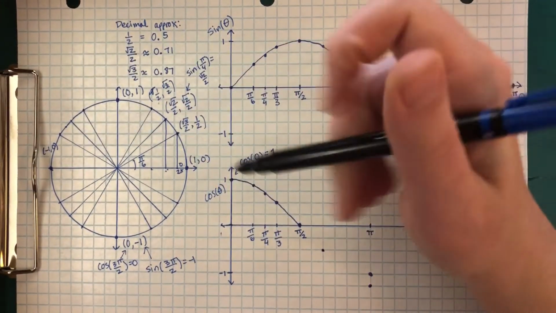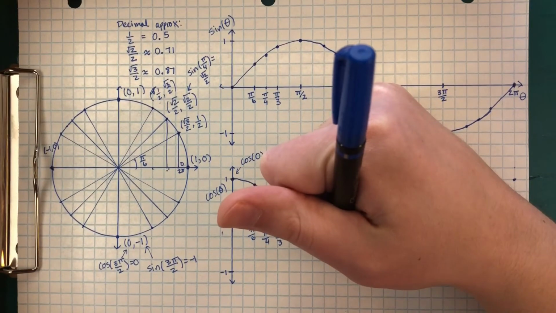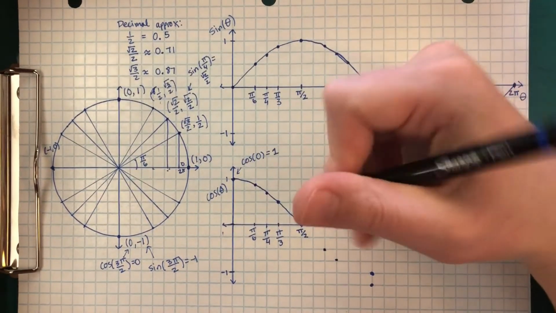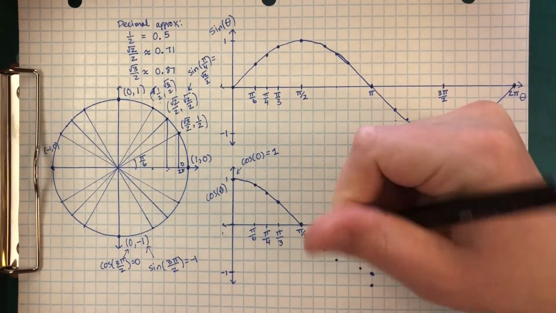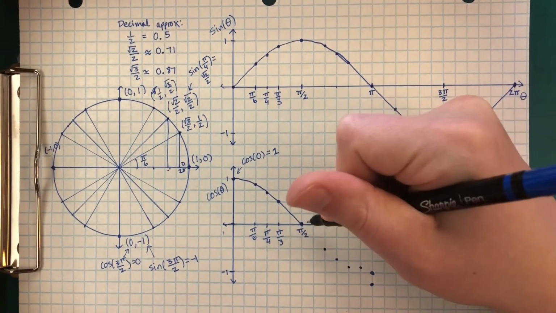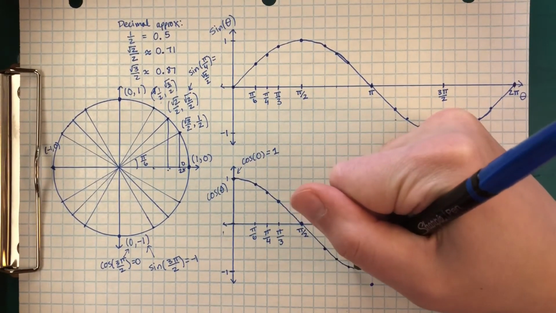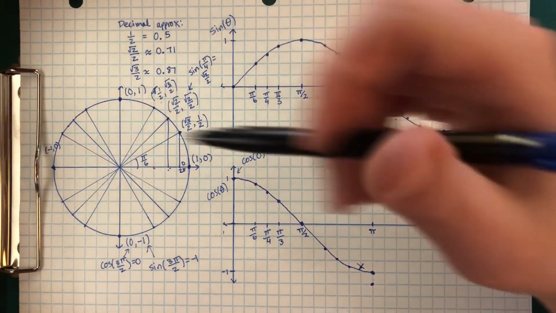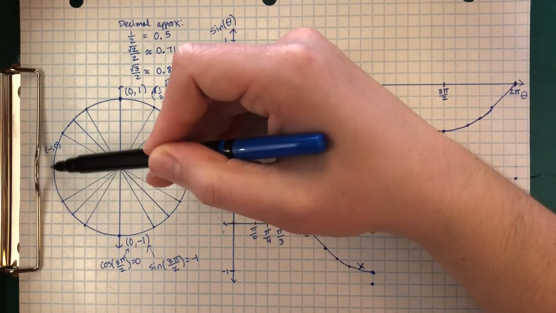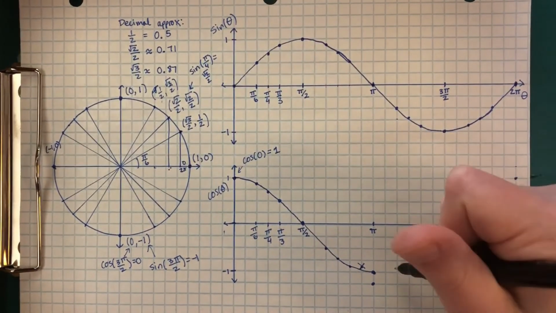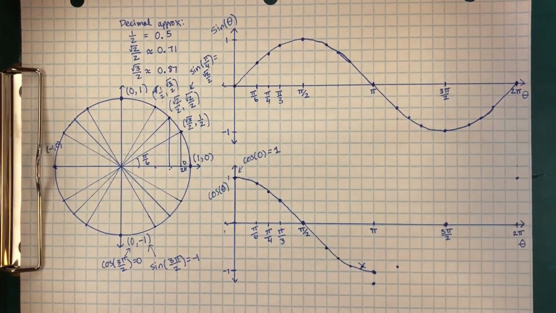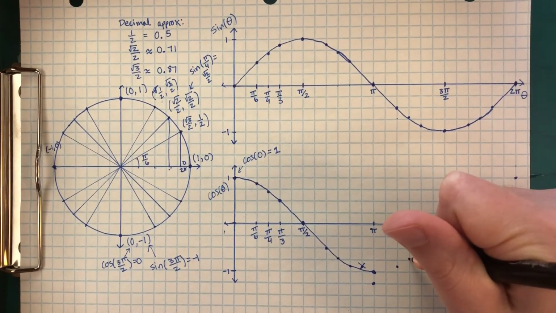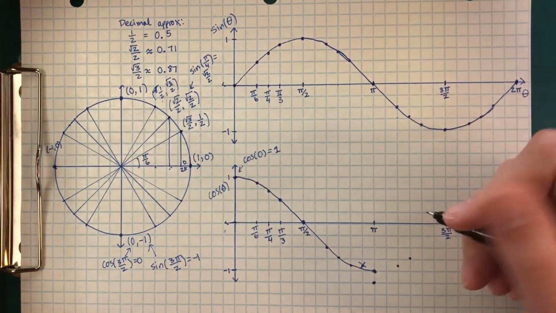The x-coordinate of this point is -√2/2, or around -0.71. The x-coordinate of this point is around -0.87. Oops, that's in the wrong spot. Oh my goodness. Here we go. This point shouldn't be here. Sorry about that. We can continue going around. The x-coordinate of this point is again -0.87. The x-coordinate of this point is -0.71. And the x-coordinate of this point is -1/2.